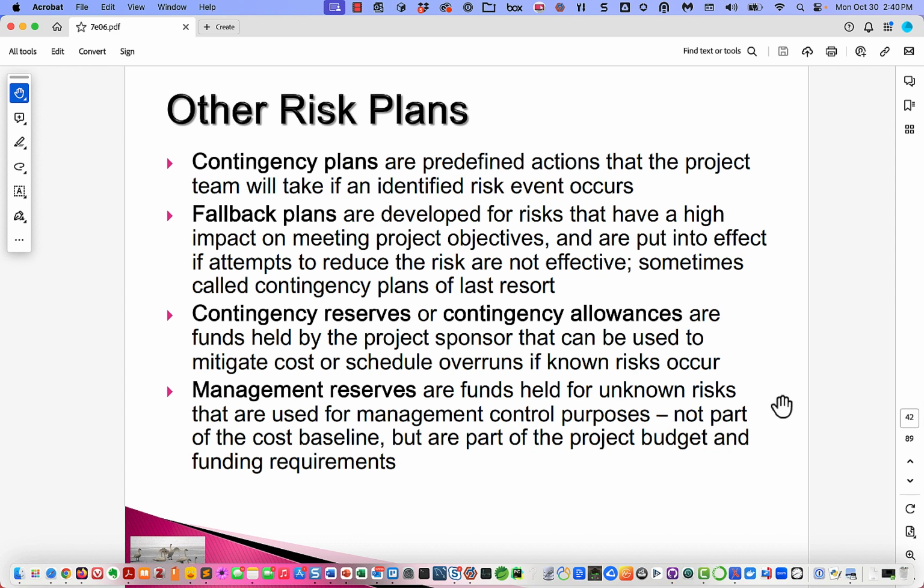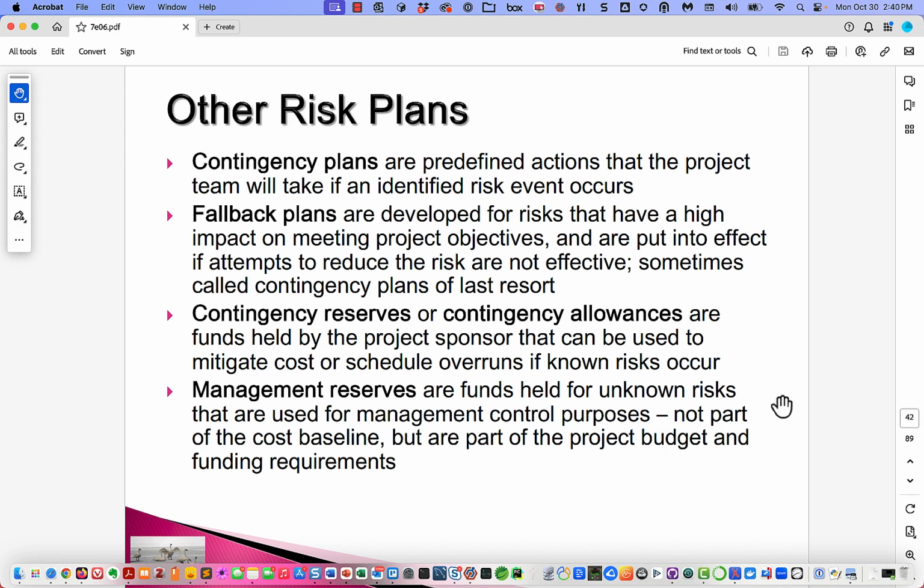Fallback plans are developed for risks that have a high impact on meeting project objectives and are put into effect if attempts to reduce the risk are not effective, sometimes called contingency plans of last resort. So we might have more than one contingency plan. We might have plan orange, and if that doesn't work, we might have plan red. That's a fallback plan.